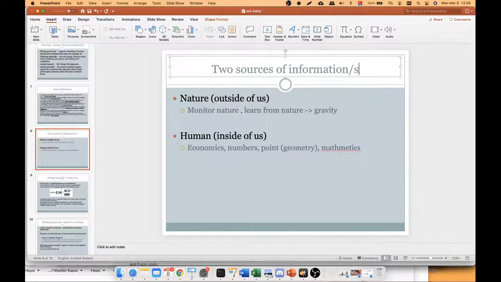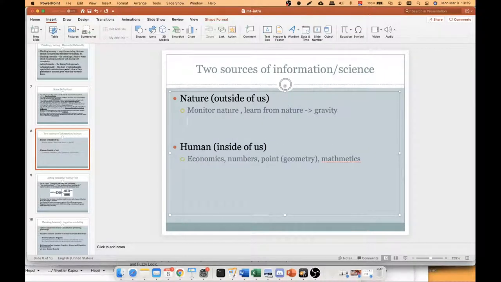Okay, so there are two sources of this information, of what we know, or the science. If you are talking about science, we can say that in the nature we have physics, chemistry, or biology, or so on. Thermodynamics, perhaps. Also, statistics is in here, you know. Statistics is under the nature, because statistics requires some uncertainty, and if we define everything, there is no uncertainty. For the uncertainty, we need the nature. Okay, so for example, rolling dice requires some natural effect on it.